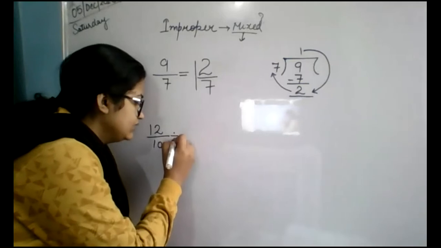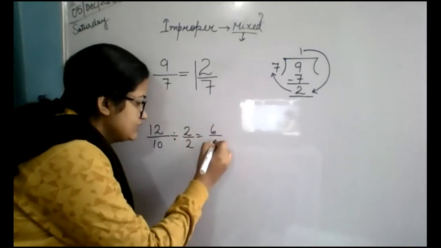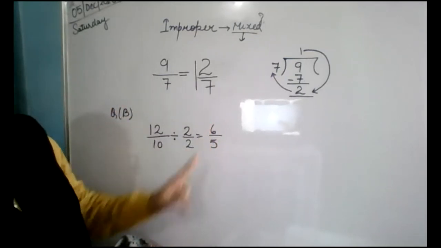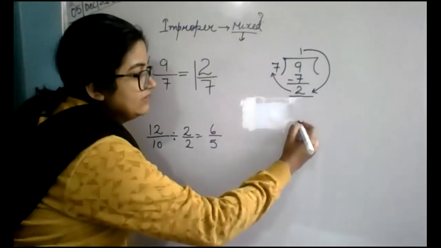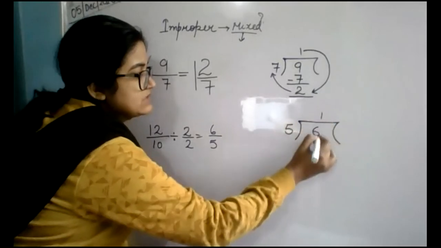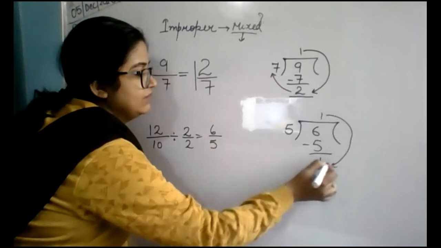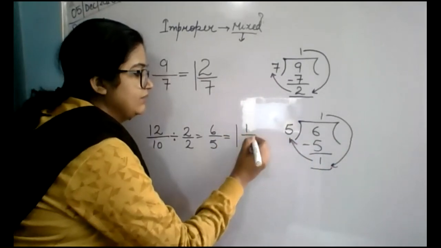So you will divide both numerator and denominator by 2. 2 6s are 12 and 2 5s are 10. 6 upon 5. Now, are they coming in any of the same table? No, ma'am. Now you can change it into a mixed fraction. 5 ones are 5, subtract, you get 1. So you will write one whole number 1 upon 5.